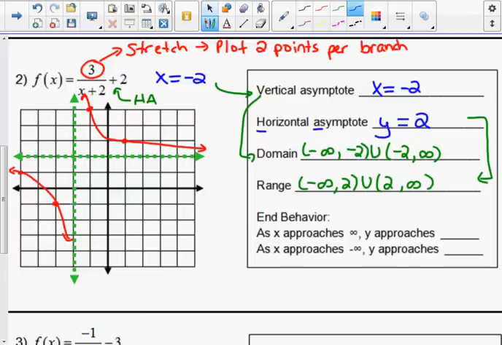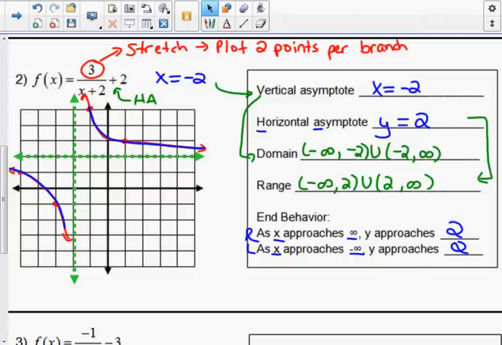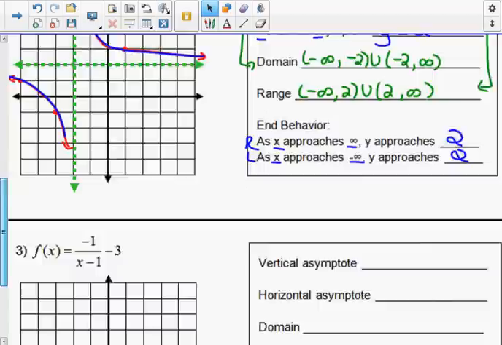For the end behavior, as x approaches infinity, that means we go to the right, I'm going to follow the curve, and we're approaching the y value of positive 2. As x approaches negative infinity, meaning we go to the left, I'm going to follow the curve left, and we're approaching a y value, again, of positive 2. I'm going to move on now into example 3.